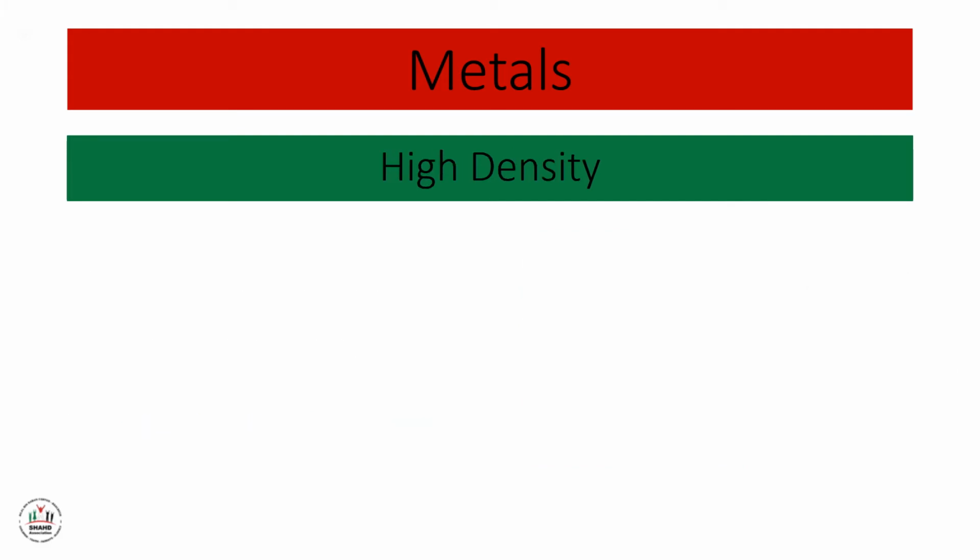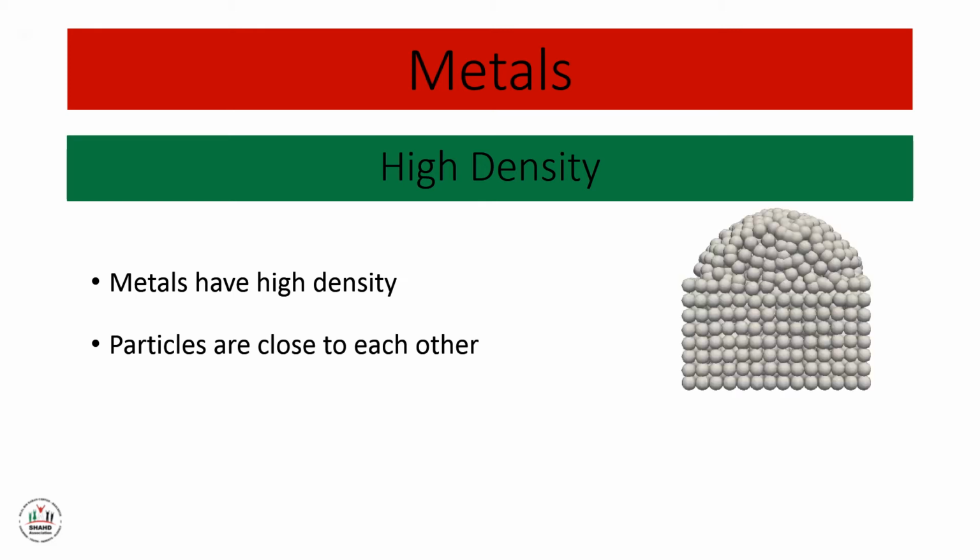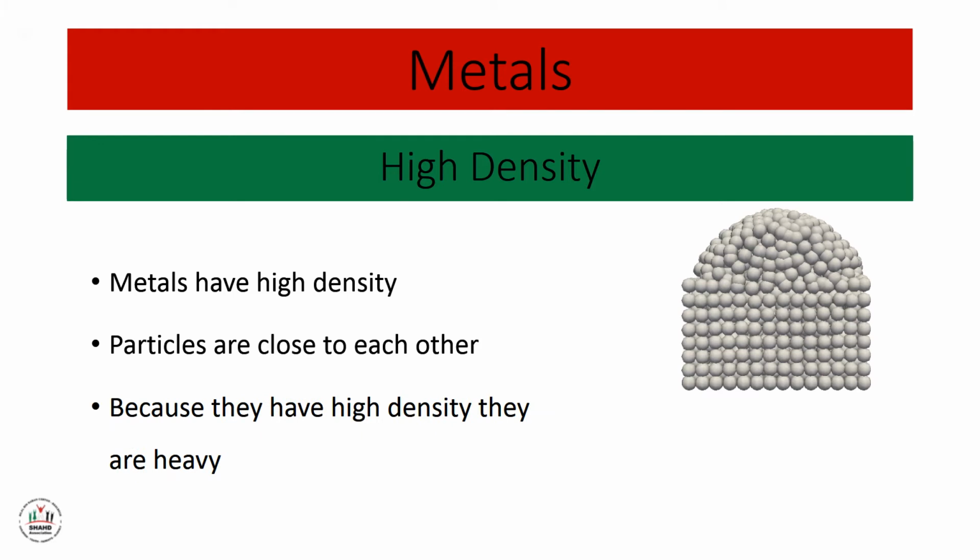The third property in metals is that they have high density. Particles in the metals are close to each other, as you can see in this picture. Because they have high density, they are considered to be heavy.